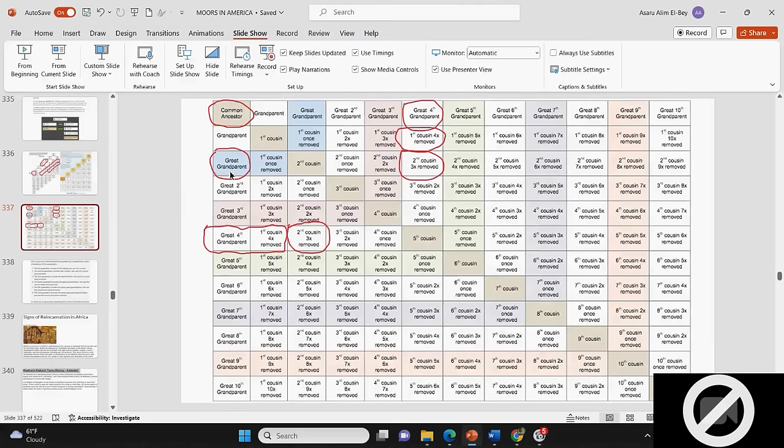Here's the list. Your grandparents right here. One cousin. Let me get it. Okay, there it is right here. Your great grandparents would be first cousin once removed. Your second great grandparents would be first cousin two times removed. Your third great grandparents would be first cousin three times removed. And in my case, with Prophet Noble Drew Ali, my great fourth grandparents, first cousin four times removed. Okay.